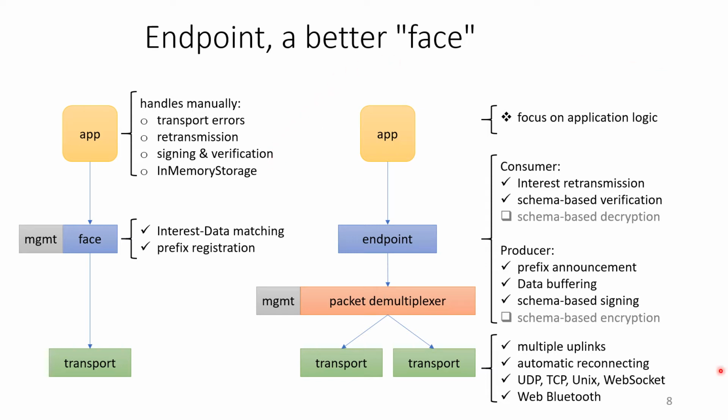But in the case of NDNTS, first, we can make use of multiple transports. So it's multiple uplinks. So for example, in the browser, you can connect to multiple testbed routers. And if those transports have a socket error, they will be reconnected automatically. Your application doesn't need to worry about that. Currently, we support UDP, TCP, Unix, WebSocket. We also support web Bluetooth, so you can directly talk to a Bluetooth device from your browser.